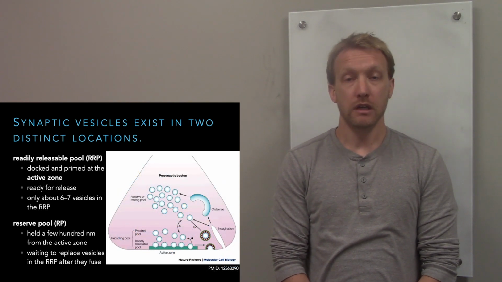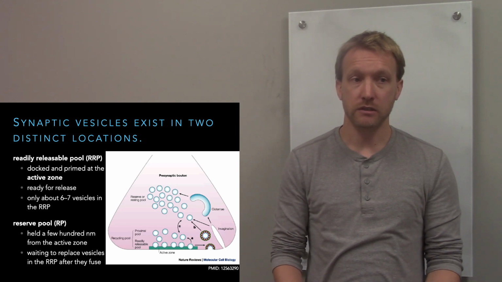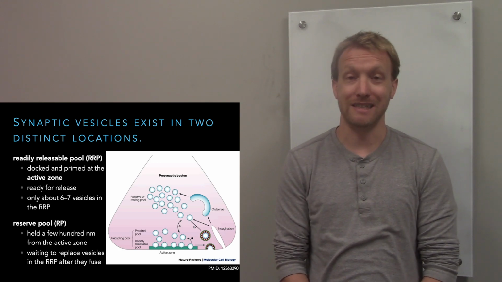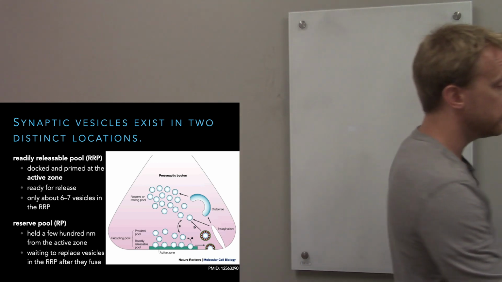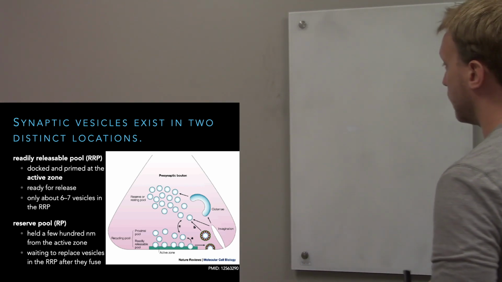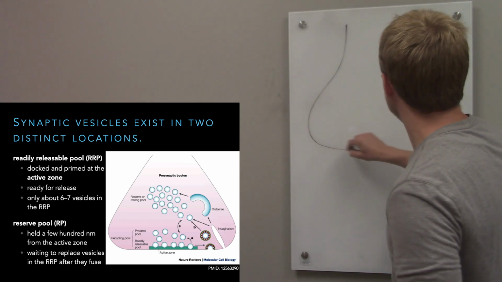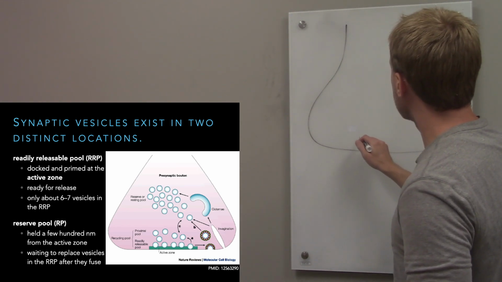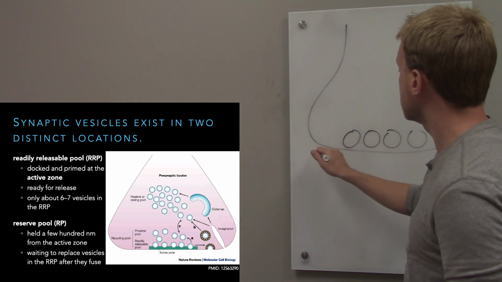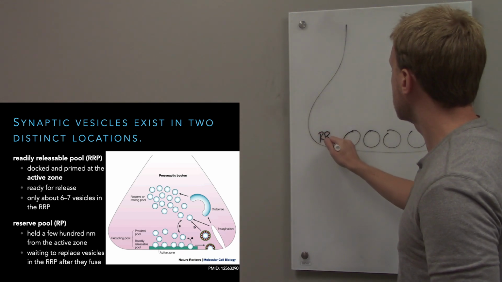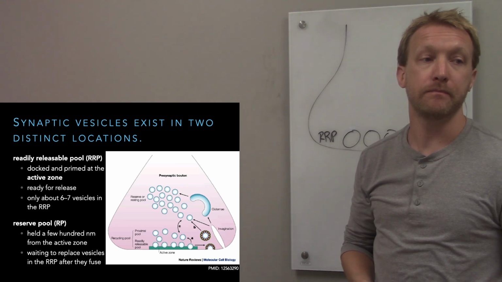In that case, we're going to need to put our neurotransmitter into vesicles. And those vesicles exist in two sites. They're exactly what they sound like. There's the readily releasable pool. These are found very much near the active zone. So the readily releasable pool is a pool of vesicles that can be released readily, hence the name.